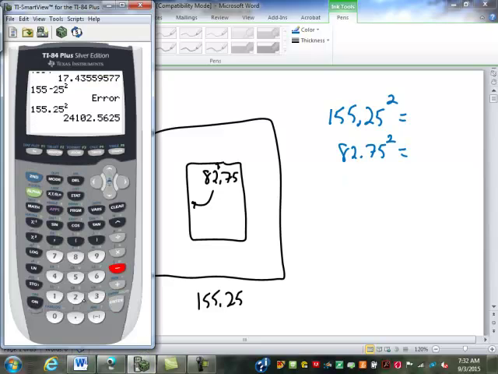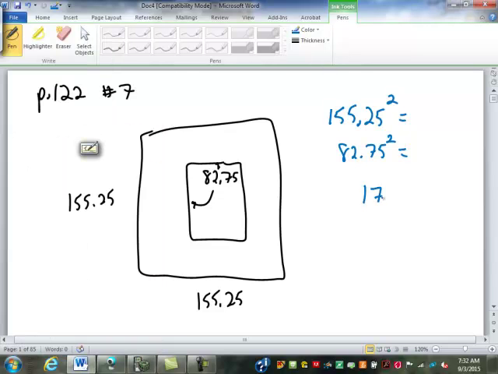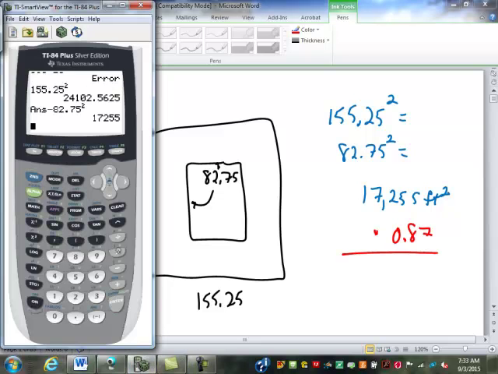So I'm just going to hit subtract 82.75 squared. You get a difference of 17,255. So that is square feet, that is the area. But now it says 87 cents per square foot. So times 0.87. 15,011. Okay, something was just entered in the calculator wrong.